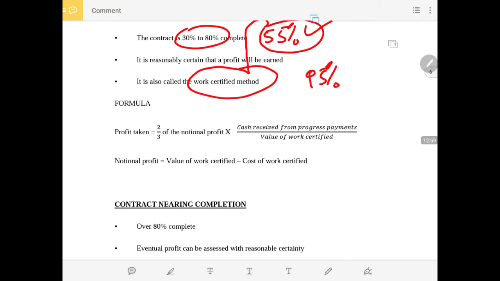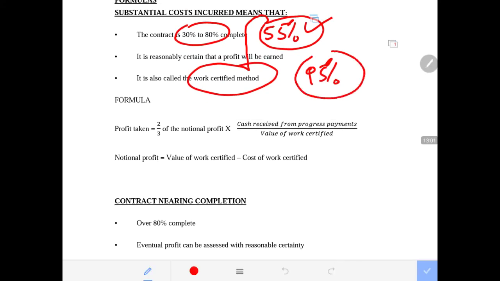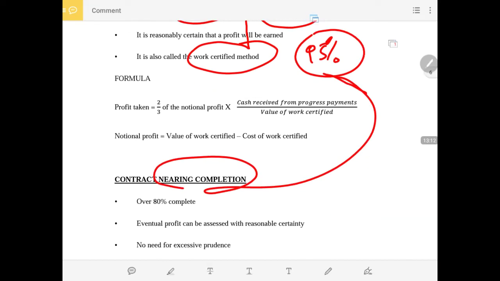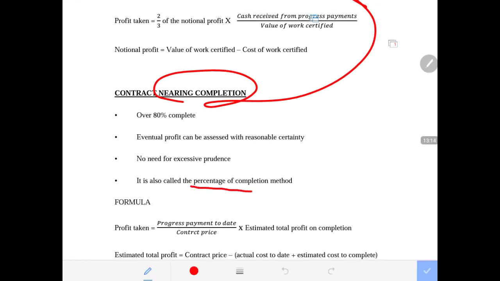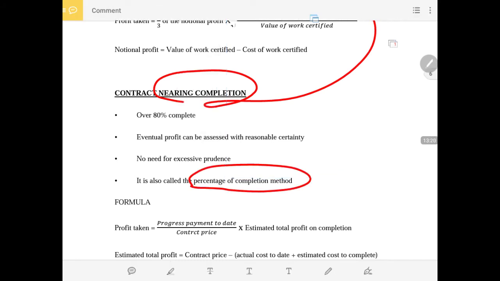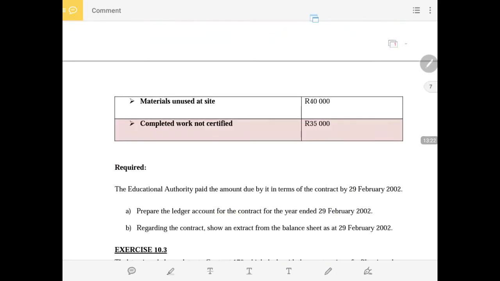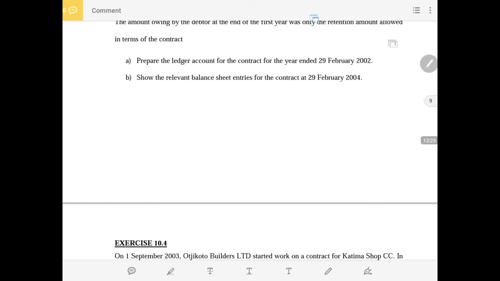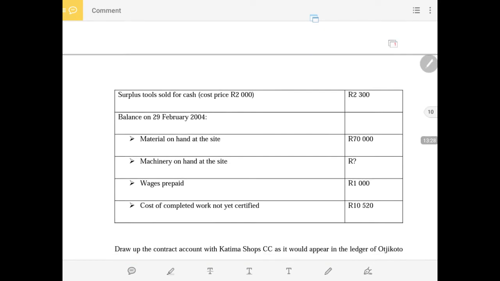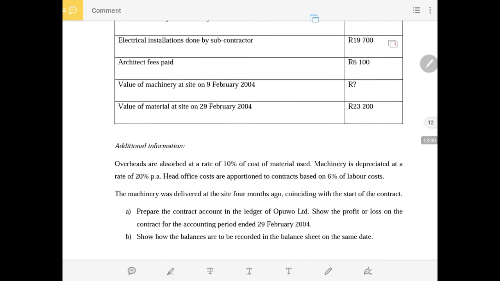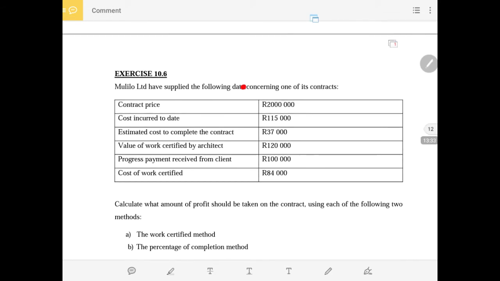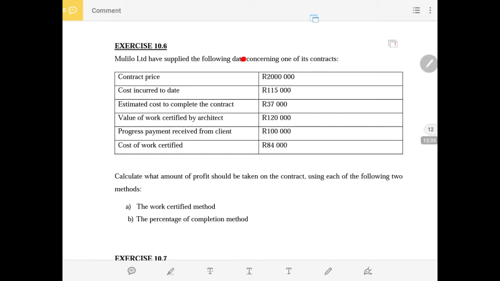Then, if another project is 95% complete, after the calculation of the degree of completion, you can say, oh, if it's 95%, then I can use the near completion method, or the percentage of completion method. So it is quite important to keep that at the back of your mind, because question 10.9 will be instructing us to calculate such. Now we continue with the data on question 10.6.